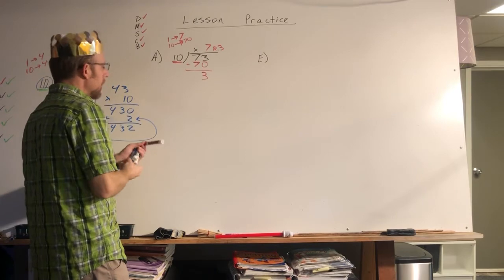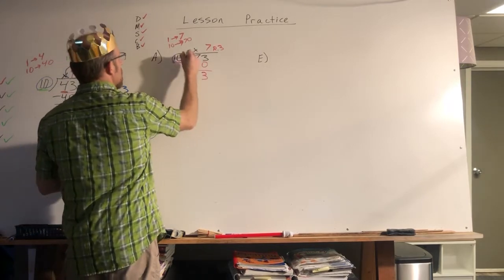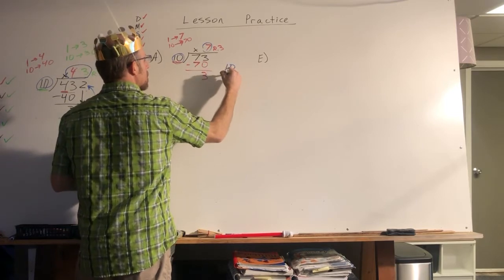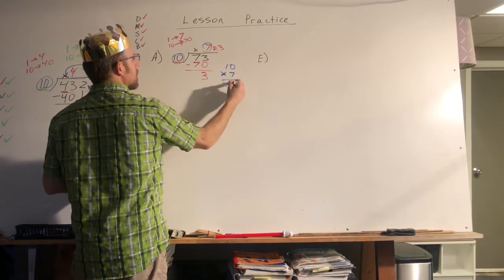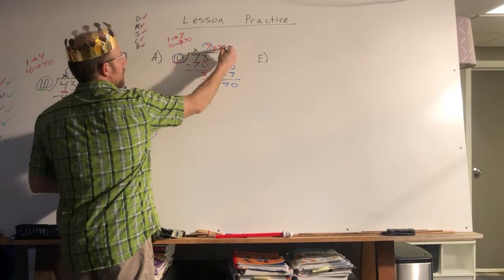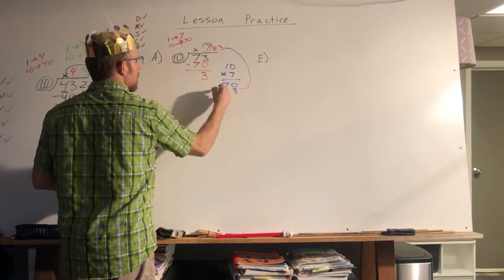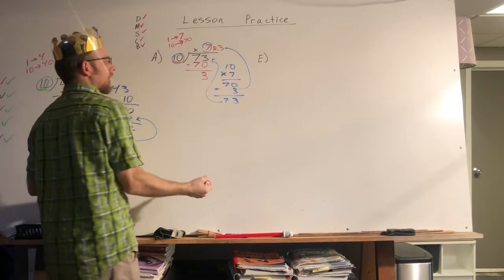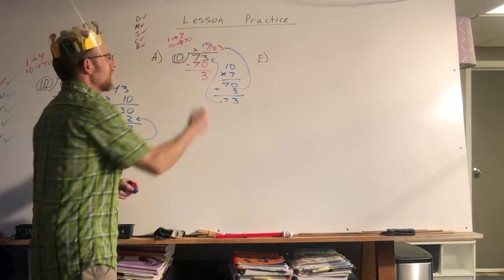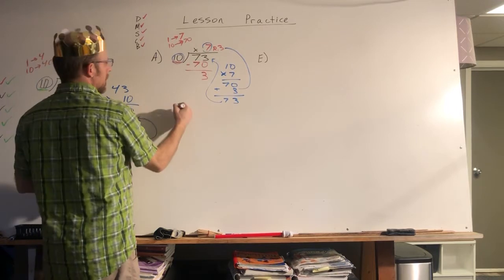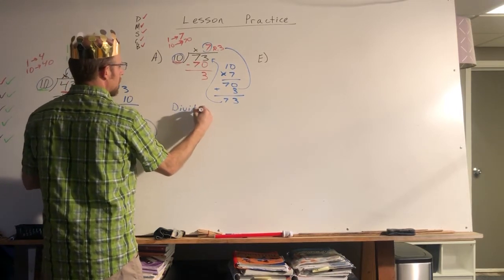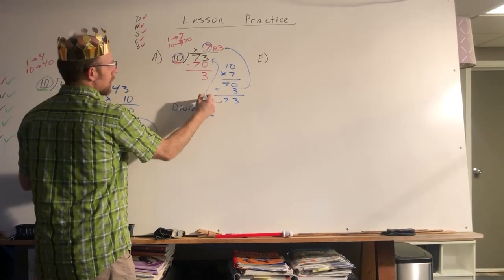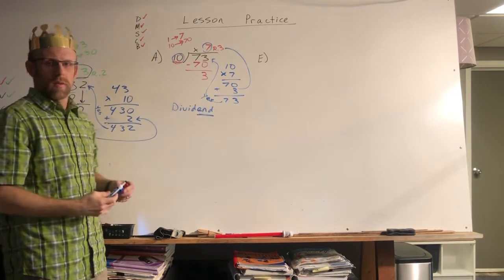Then I would check that by taking 10 times 7, which is 70, and I would add my remainder, which is 73. Does that work? I end at the dividend. Remember, this is the dividend. And I end there in my problem. Yes, it did work. Very good.